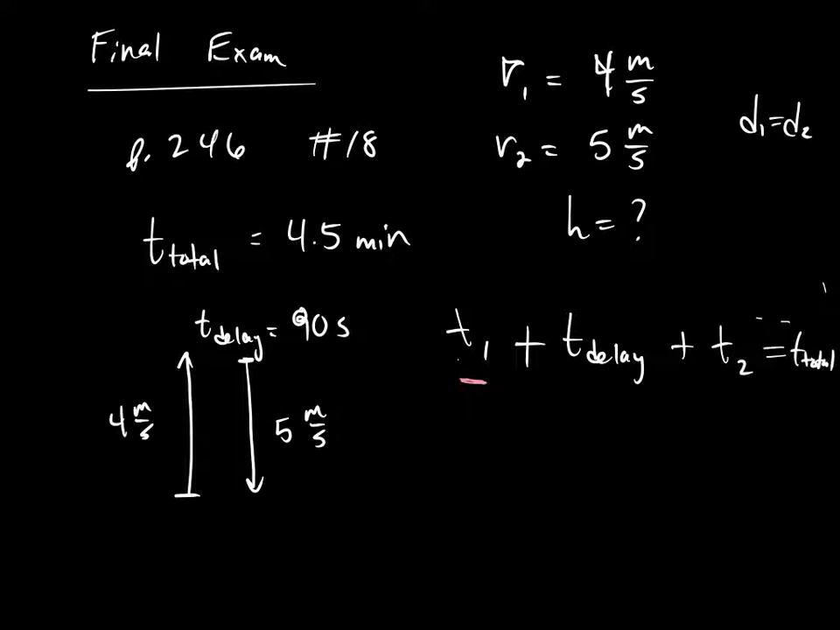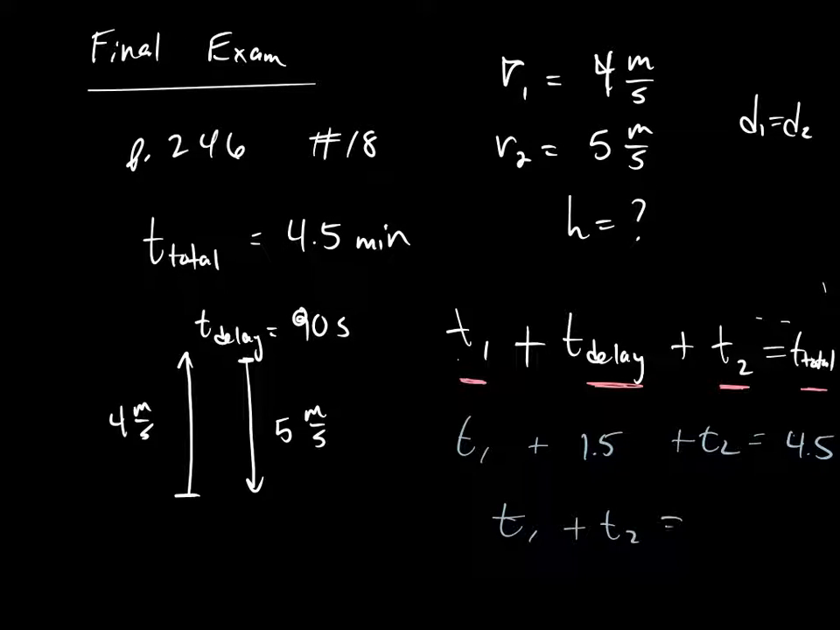All right, time on the way up plus the delay at the top plus the time on the way down equals the total time. As Bridge mentioned, he's right. This is 90 seconds right here in the middle, so this is really 1.5 minutes, and this is 4.5 minutes right here. These are unknown, T2 and T1. So as Bridge said, let's get rid of that. We could see that already, the total time on the way up and down is just 3 minutes.